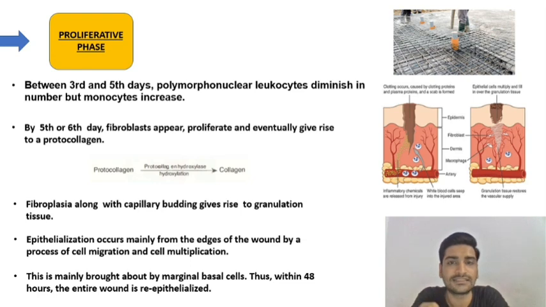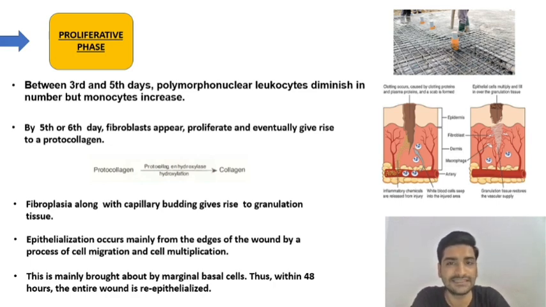Now fibroblast is going to play their role in 5th and 6th day, and what will they cause? They'll proliferate and eventually give rise to protocollagen. Now what is the importance of this protocollagen? In the presence of protocollagen hydroxylase, and with the process of hydroxylation along with the addition of ferrous ion, Fe2 plus ions, they are going to form collagen. Now this collagen will help to form more number of fibroblasts and collagen fibers in the wound area. Okay, now why is this collagen important? I'll tell you just a second.